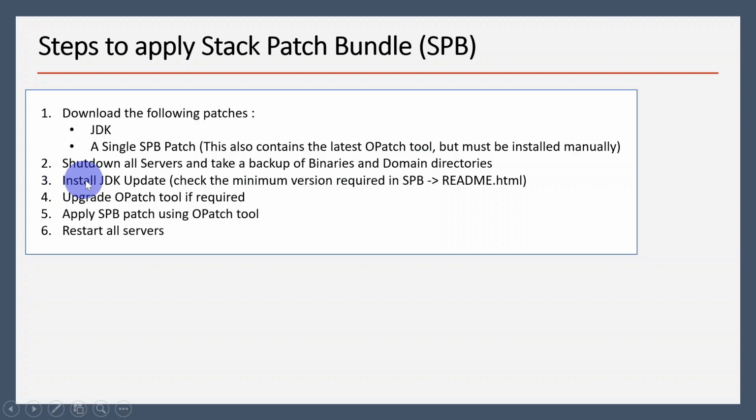In the next step, you can install JDK update and you can check minimum version requirement in the readme file. After that, you can patch OPatch tool if it is required, and then you can apply SPB patch using OPatch tool and restart your servers in the last.